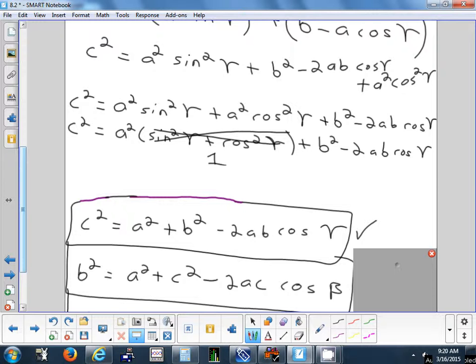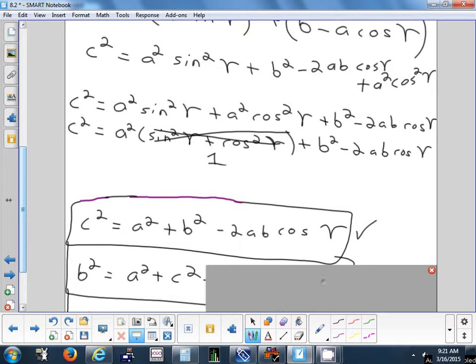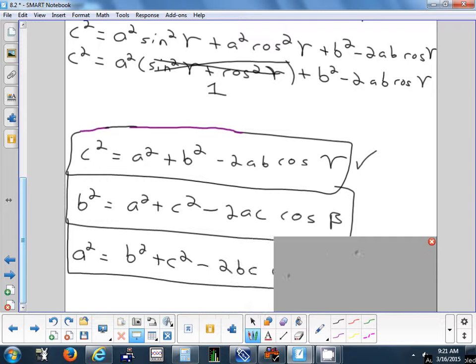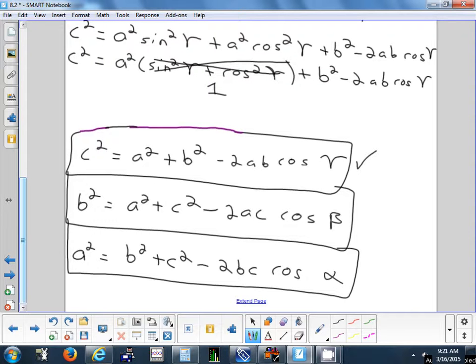Sometimes it helps to remember the general idea if you've got a diagram, and they don't label it with a, b, c, so you don't get stuck always thinking, where's a, b, and c. Let's look at the last version. Shannon, what do you think comes after the a squared? b squared plus c squared. Yep. Minus 2bc, cosine of the angle across from the letter we started with, which was alpha. So there are all 3 versions of the law of cosines.